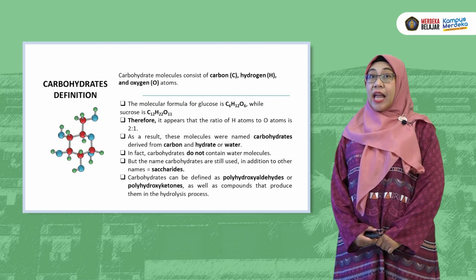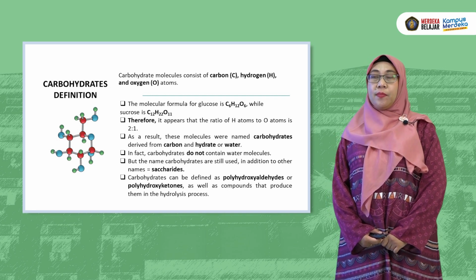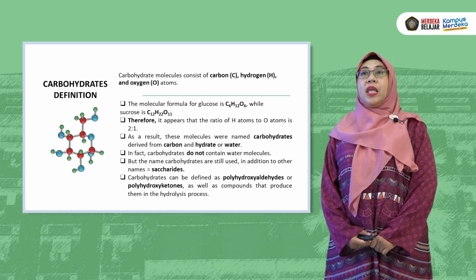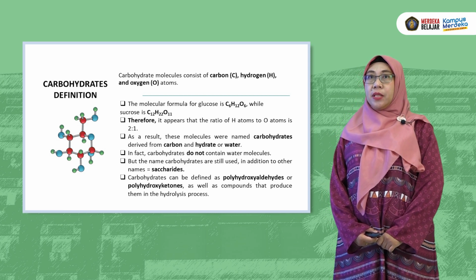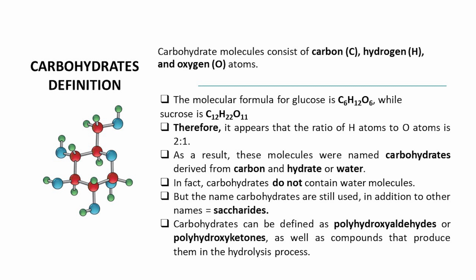Before I discuss more, I need to tell you one thing: sugar, saccharides, and carbohydrates are different names for the same molecule. Carbohydrate molecules consist of carbon, hydrogen, and oxygen atoms. The molecular formula for glucose is C6H12O6, while sucrose is C12H22O11. Therefore, it appears that the ratio of hydrogen to oxygen atoms is 2:1. As a result, these molecules were named carbohydrates, derived from carbon and hydrate, or water.